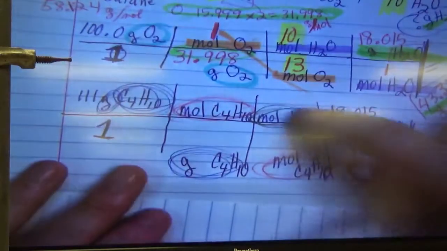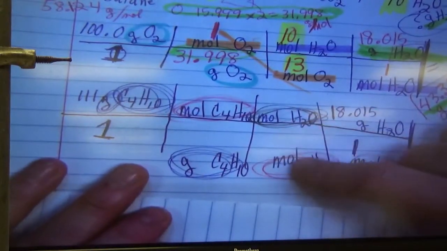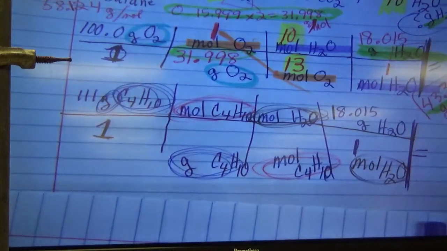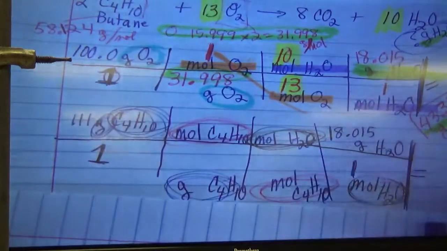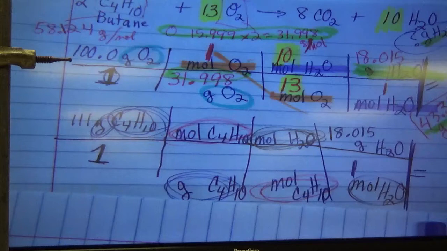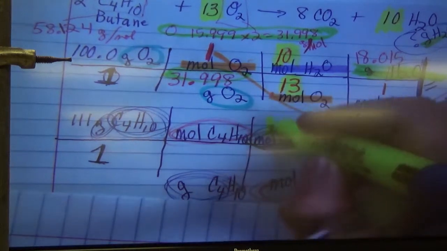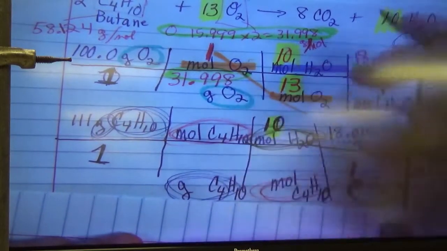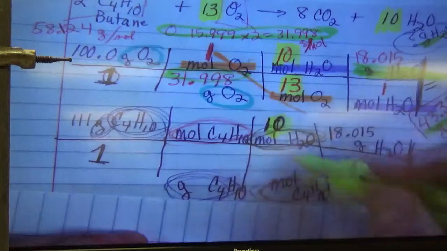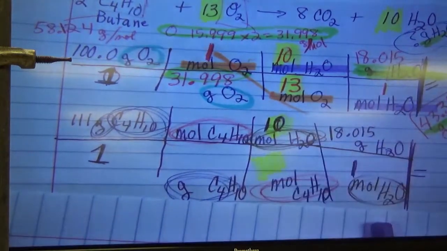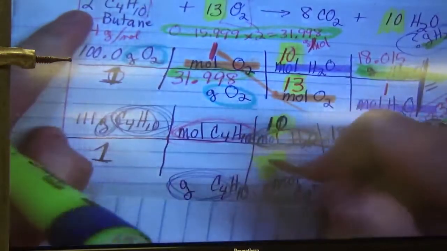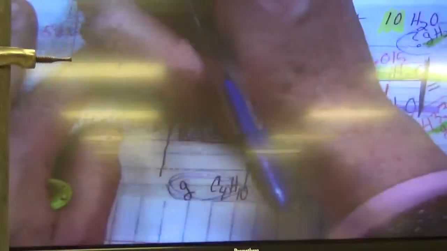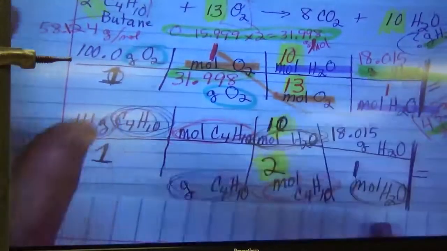Go backwards a column. Where do these numbers come from? Coefficients. Look at the equation carefully. What is the coefficient on water? 10. It's just like what we saw before. Water still gets a 10 on it. All right, what is the coefficient on butane now? 2, right from the equation. Butane has a 2 on it. That's why I'm using it here.